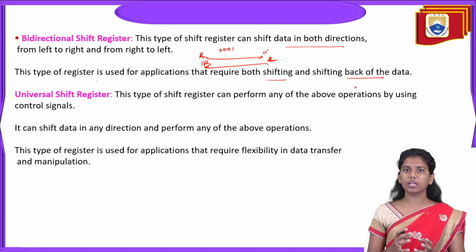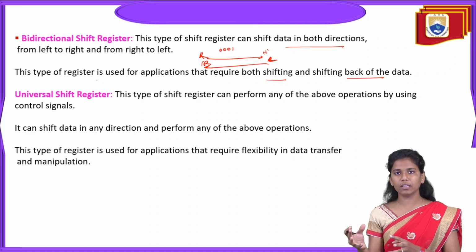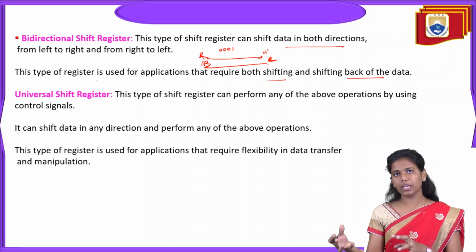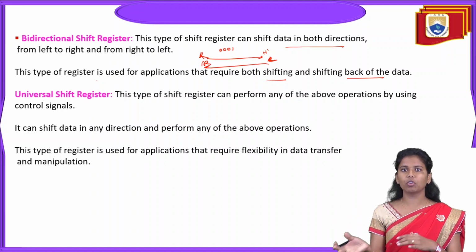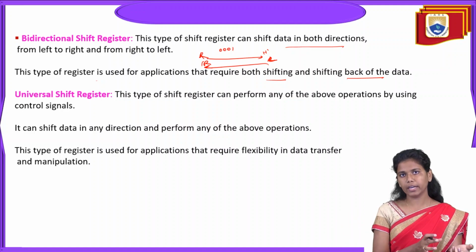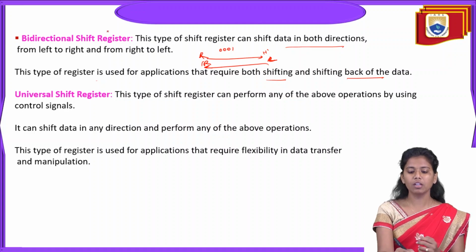That means it can transfer the data from one end to the other end, and then immediately from this end it shifts back to the other end. Okay, this is what a bidirectional shift register is.